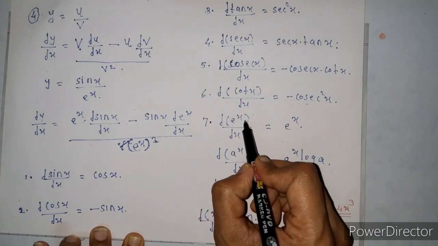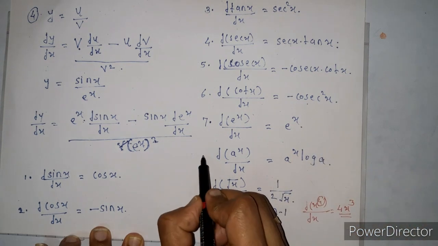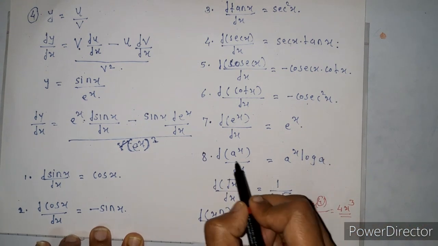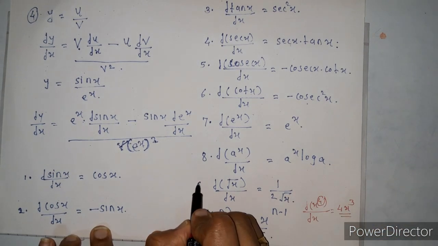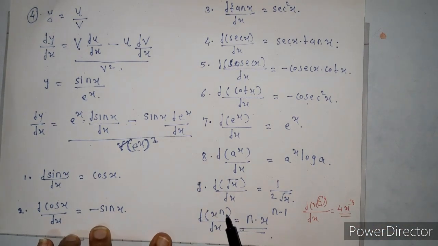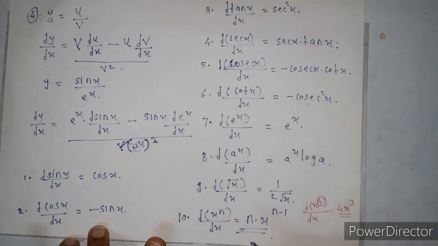Differentiation of e raised to x with respect to dx is e raised to x. Eighth one, differentiation of a raised to x is a raised to x log of a. Ninth one, differentiation of root x is 1 upon 2 root x. And the 10th one, which is very important, differentiation of x raised to n is n into x raised to n minus 1.